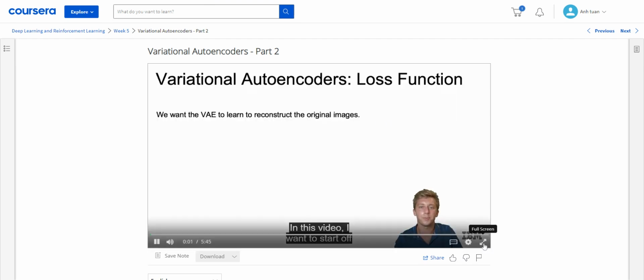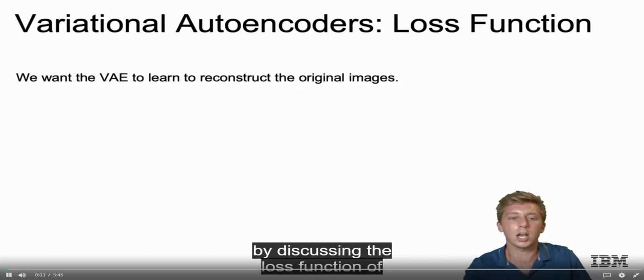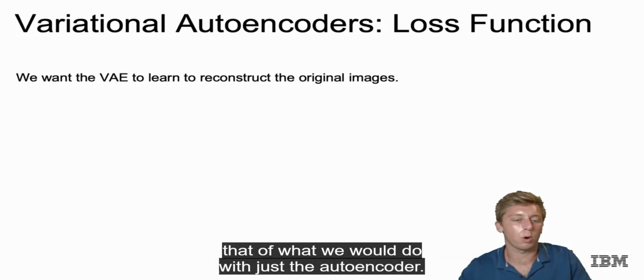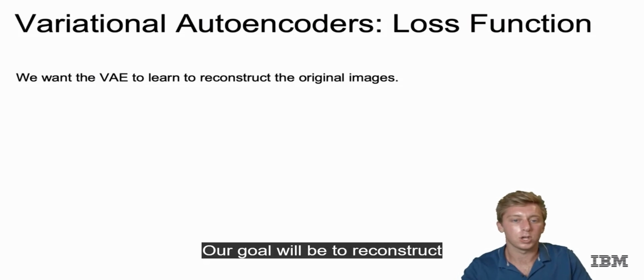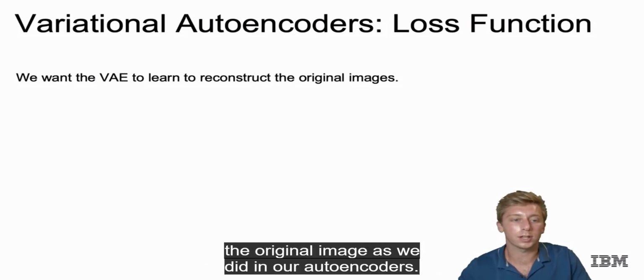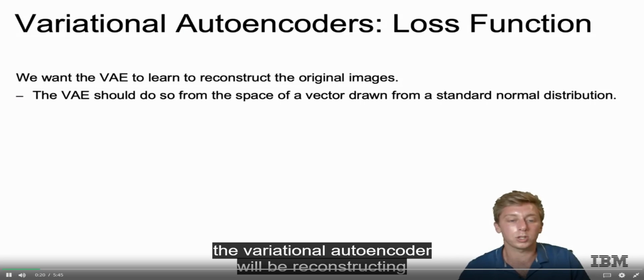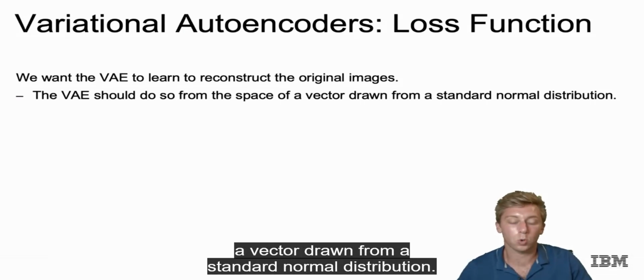In this video, I want to start off by discussing the loss function of the variational autoencoder compared to that of what we would do with just the autoencoder. So our goal will be to reconstruct the original image as we did in our autoencoders. Now we know that a major difference is that the variational autoencoder will be reconstructing a vector drawn from a standard normal distribution.